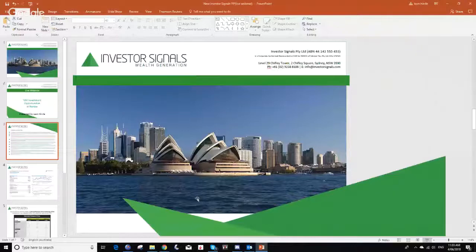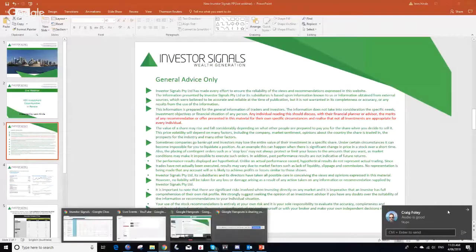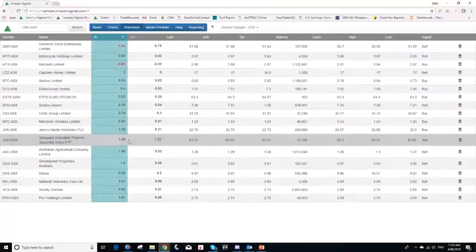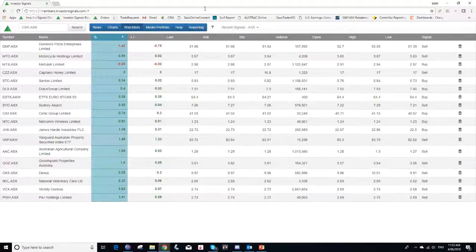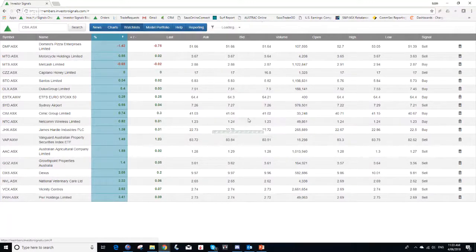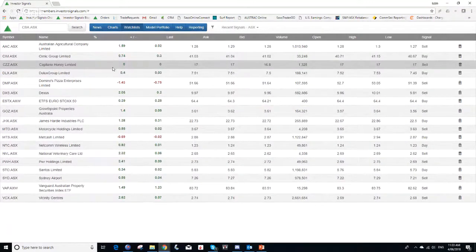Okay, moving straight into a graph of the recent opportunity. Up on screen is the watch list, and within the watch list we have a segment titled recent signals. If we go down and select that, it loads the list, and this is the last 7 days of algorithm, both long and short signals from within the ASX 200 and the ETFs listed on the ASX.